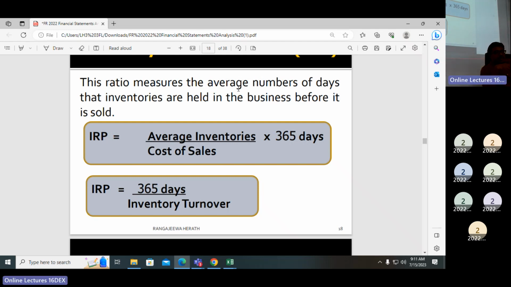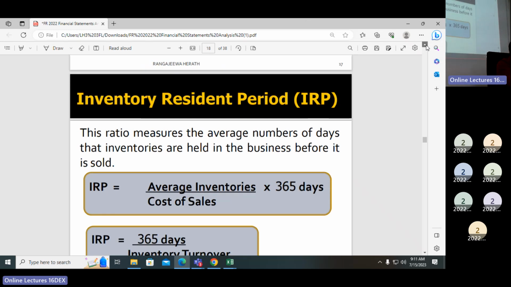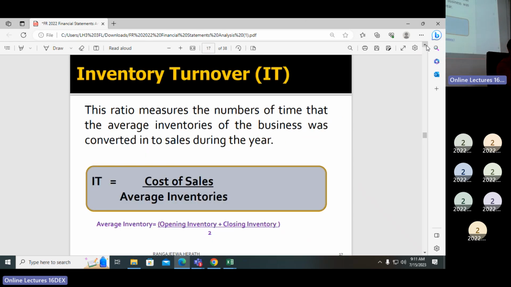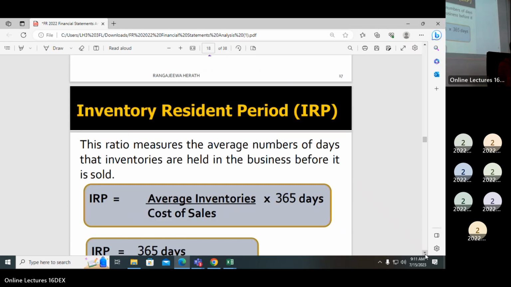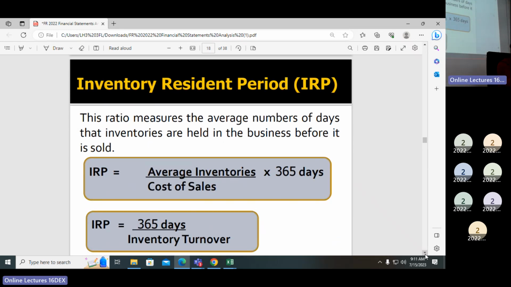It took 37 days to sell the inventory. This year it takes 24 days to sell. It is favorable if you can sell inventory faster. Favorable, right? So the same story is looked at in two ways. If you look at inventory turnover, higher turnover means converting inventory into sales more times. That is favorable. When the turnover increases, the resident period decreases, which is the number of days it takes to convert inventory into sales. So if you can reduce the number of days, a decrease in this ratio is favorable. This is why I told you not all ratio increases are favorable.